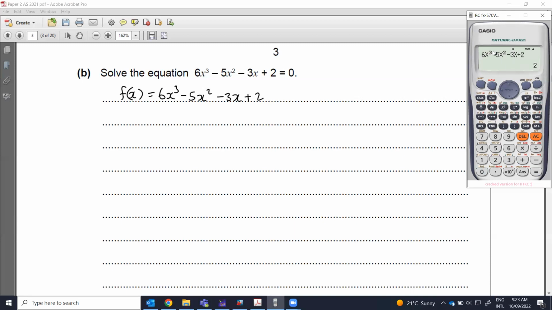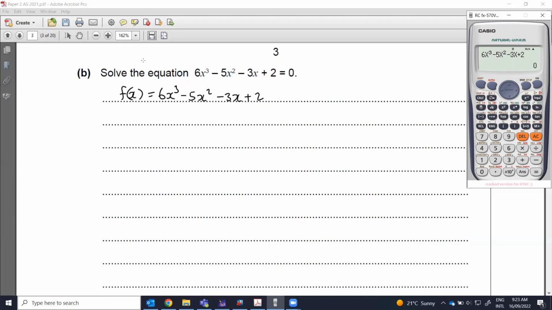The answer is 2 because you can see if x is 0, this is 0, 0, 0, and the answer is 2. Then I can try another one. You just press calc here, and let's say I substitute 1. When I substitute 1 here, the remainder or the value that I get out of here is 0. So that means that x equal to 1, when I substitute it there, I get a remainder. Then that will tell me what my factor should be.